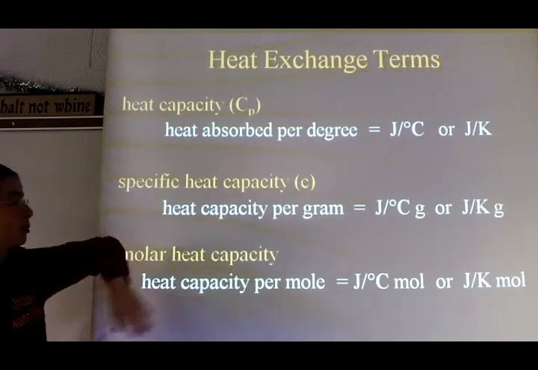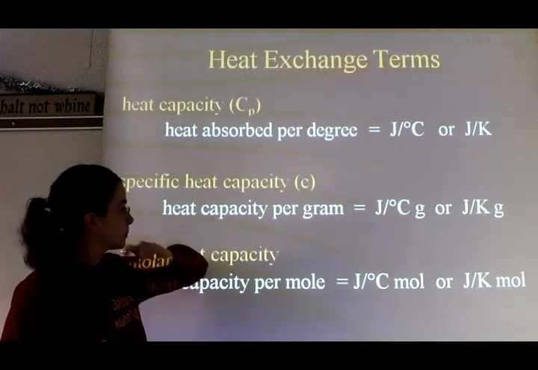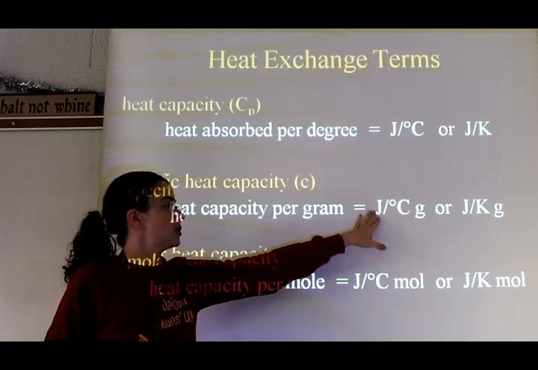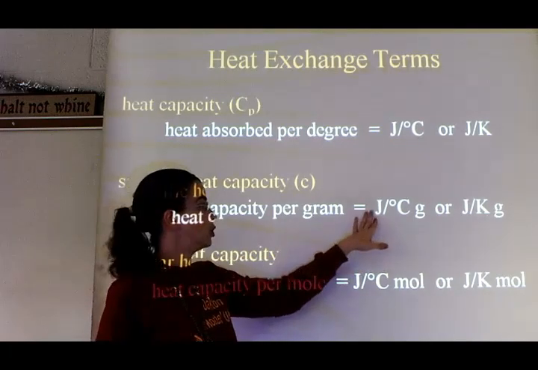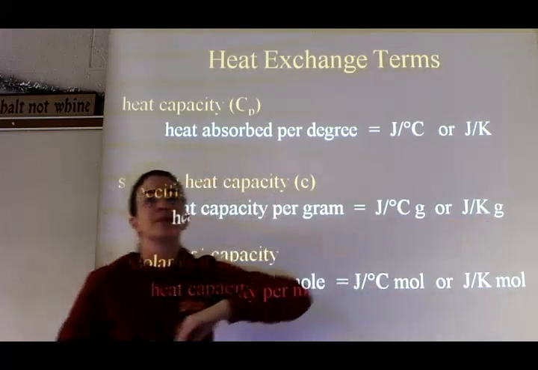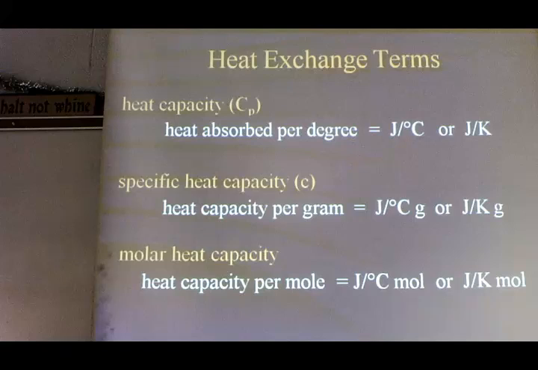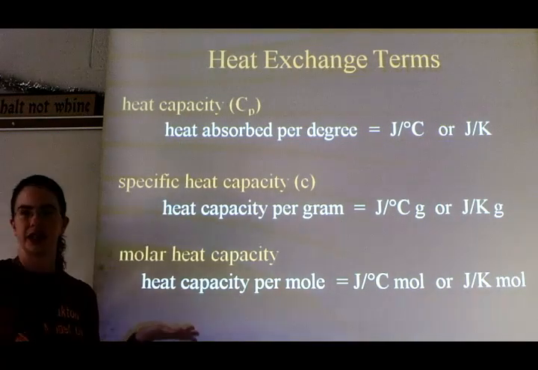Specific heat capacity, which is abbreviated with a lowercase c. All right, these are its units. Joules, that's just a unit of energy. Joules per degree Celsius gram, or Kelvin gram. Let me define it for you first. Specific heat capacity is an amount of heat required to raise the temperature of some substance by 1 degree Celsius, or Kelvin. It's the amount of energy required to raise the temperature of some substance by 1 degree Celsius, or Kelvin.